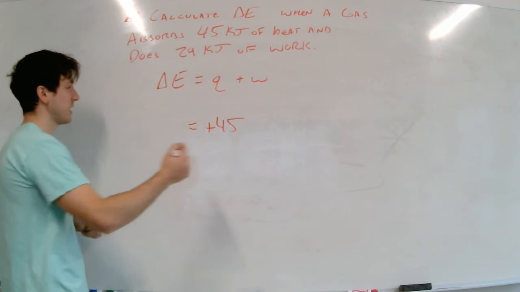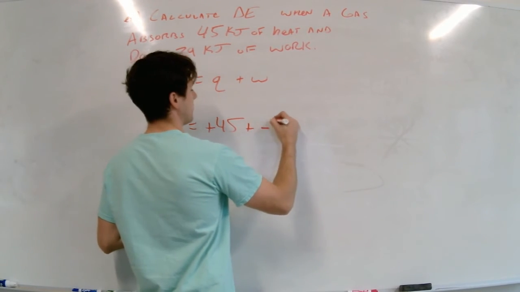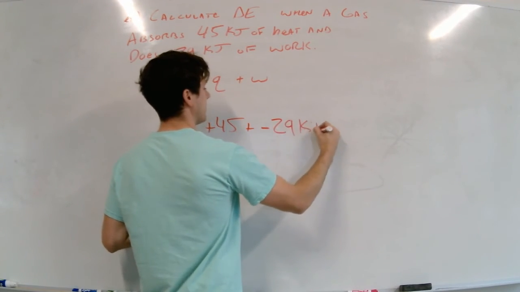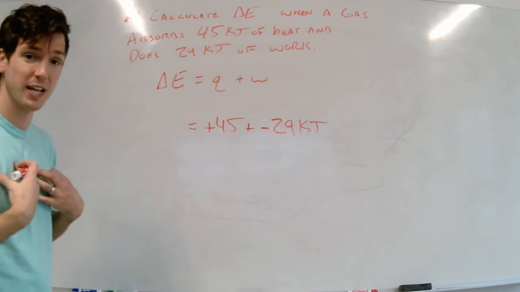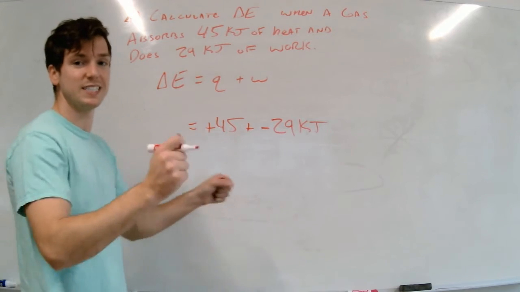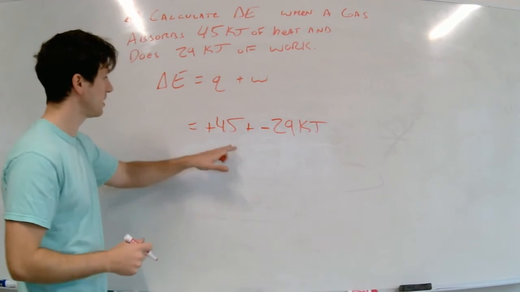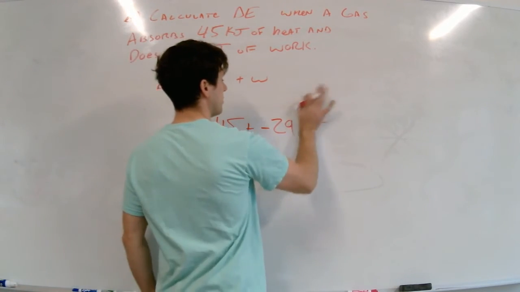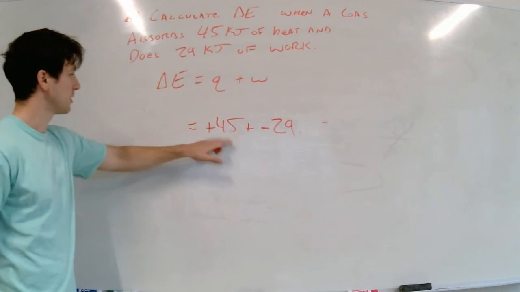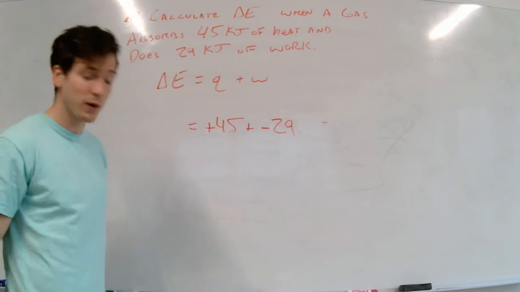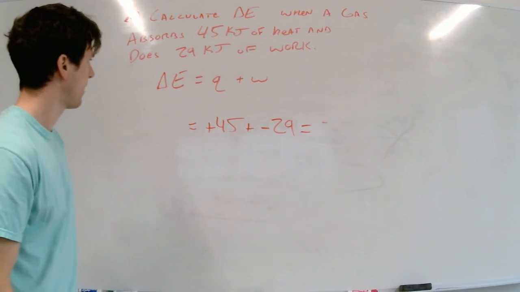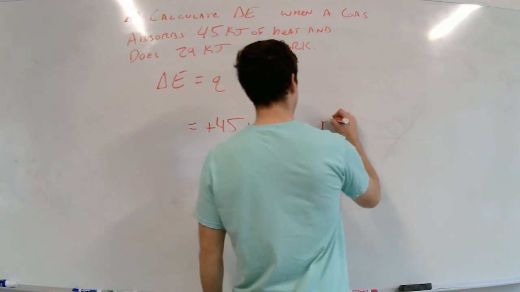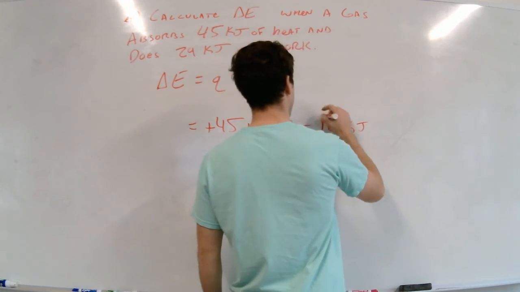So you're releasing energy. So that's going to be negative 29 kilojoules, okay? If somebody's doing work on you, you're absorbing energy, but if you're doing work, you're releasing energy, right? So we absorbed heat, we released some work, we put those together, 45 plus a negative 29 will give us an energy change of, I think that's 16, correct? Yep, 16, that's going to be kilojoules.